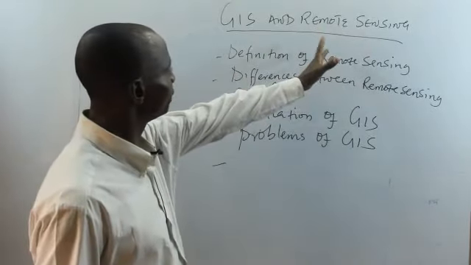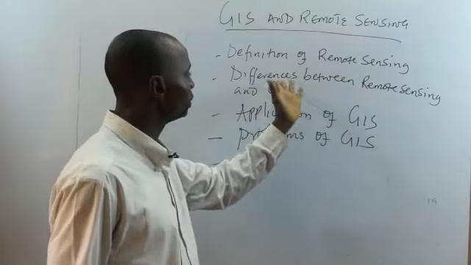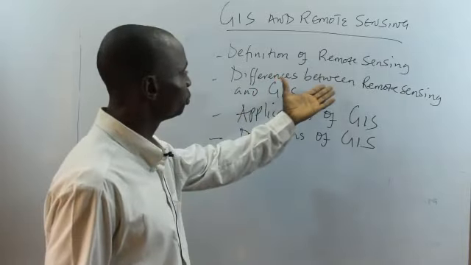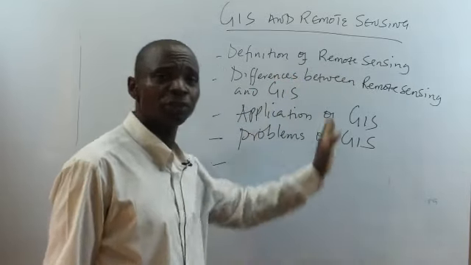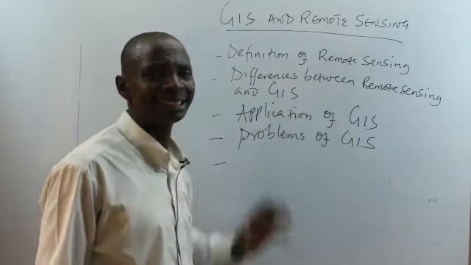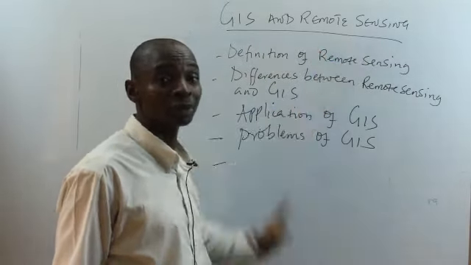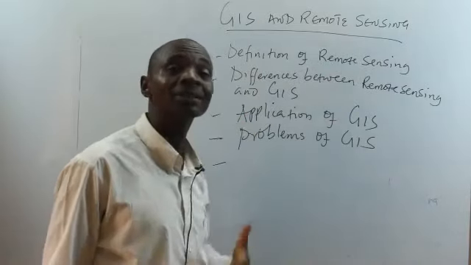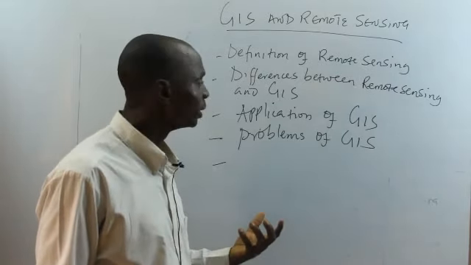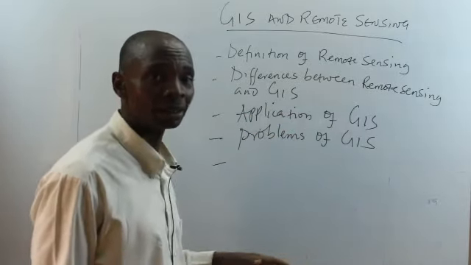Now, we have known the definition of remote sensing and also GIS. Then what are the differences between GIS and remote sensing? Just from the definition, you can see that GIS cannot get data on its own. It depends on the data that comes from remote sensing, before GIS can manipulate, analyze, and interpret this data to become good information for final consumption.